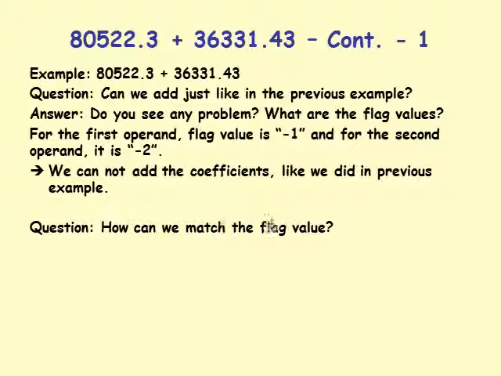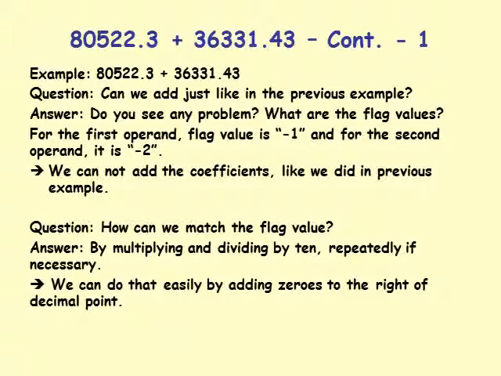Do you remember what we did in the previous section? We were able to change the flag values, by multiplying and dividing by 10 repeatedly if necessary. Okay. Flag value is -1 here and -2 in the second operand. So for the first operand, we'll multiply and divide by 10 repeatedly if necessary until we get a flag value of -2. We can do that easily by adding zeros to the right of the decimal point.